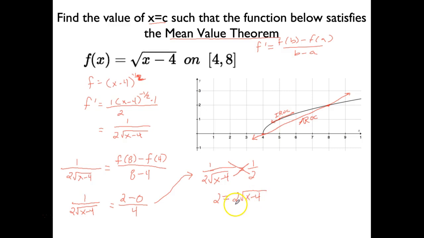Okay, we're solving for x. So first thing I would do is divide by 2, which would cancel them out. So we're left with 1 equals square root of x minus 4. Okay, I need to square to get rid of that square root. So 1 squared is 1 equals, we're just left with x minus 4. Add the 4 over, so x is equal to 5.